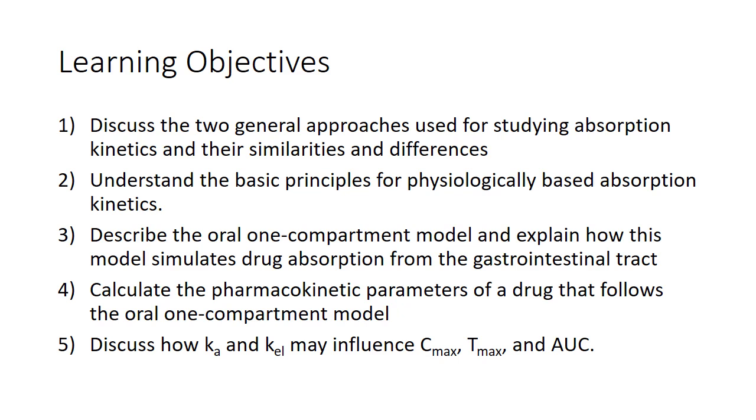Describe the oral one-compartment model and explain how this model simulates drug absorption from the gastrointestinal tract. Calculate the pharmacokinetic parameters of a drug that follows the oral one-compartment model. So as you can see, we're not going to get into the two-compartment models with oral absorption because the equations get much more sophisticated as we do that when we combine absorption with multiple compartments. Discuss how the absorption rate constant, or Ka, and the elimination rate constant, or KEL, may influence Cmax, Tmax, and area under the curve.